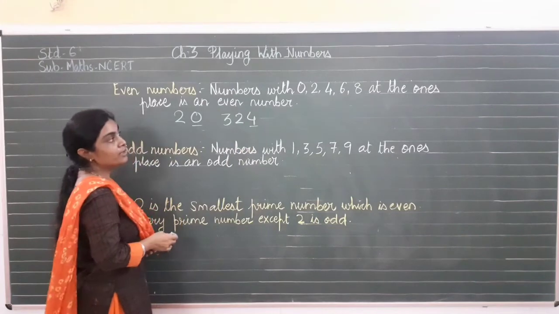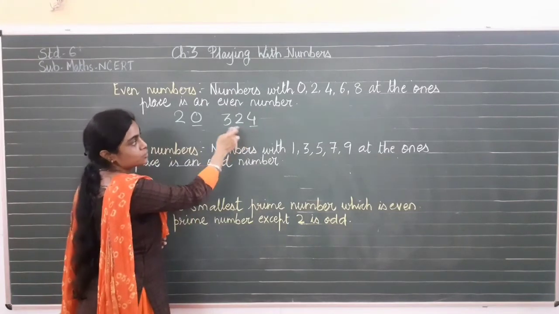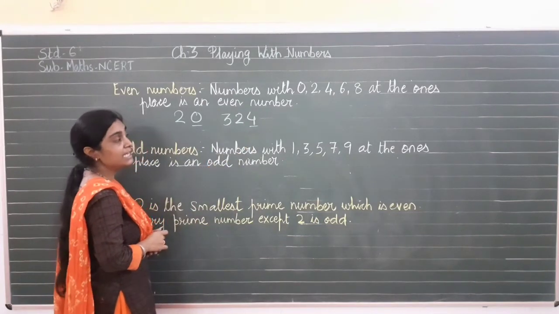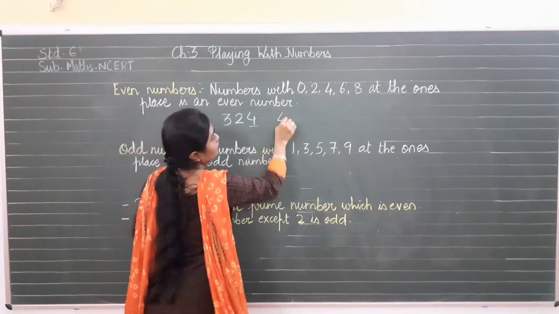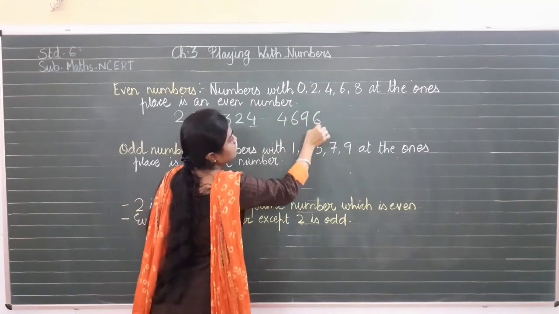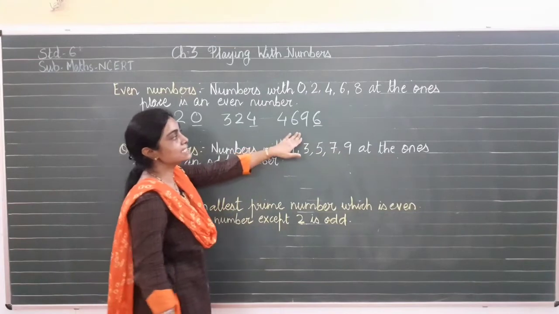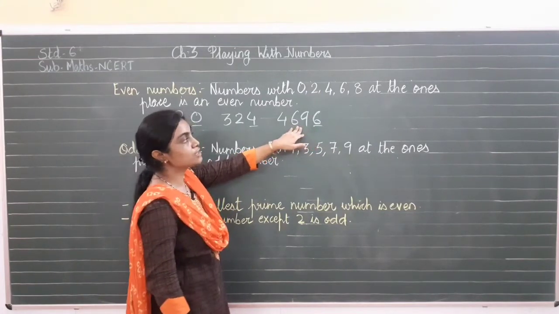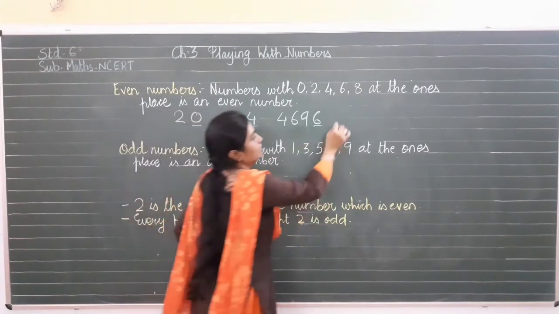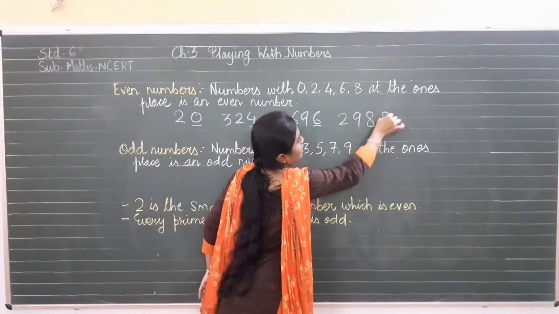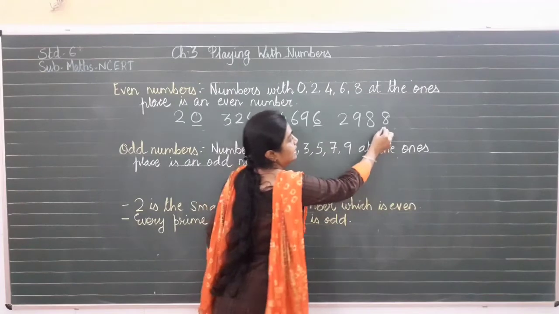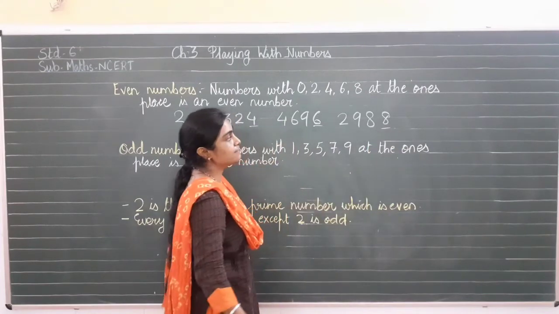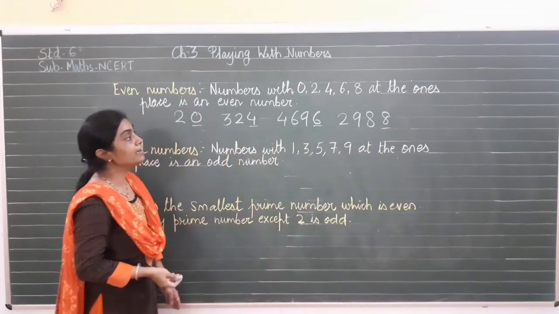324. 4 is at its units place. So 324 is an even number. Here 6. 4696. 6 is at units place. So this number is also an even number. 2988. Here 8 is also at its units place. So this number is an even number.